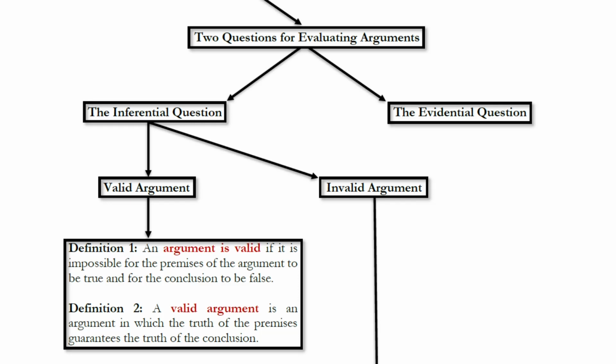Now, we can also define validity in a second way. Let's look at definition 2. A valid argument is an argument in which the truth of the premises guarantees the truth of the conclusion. Again, if the truth of the premises really does guarantee the truth of the conclusion, then there must not be a problem with the underlying logical structure of the argument. The inference the argument attempts to make must be a good one.